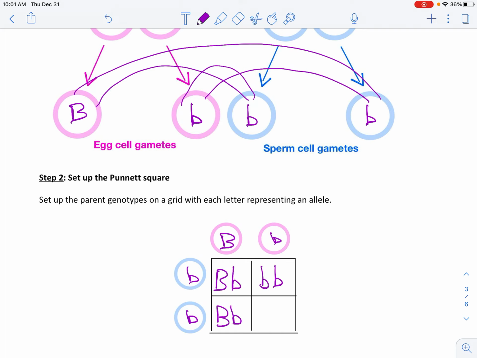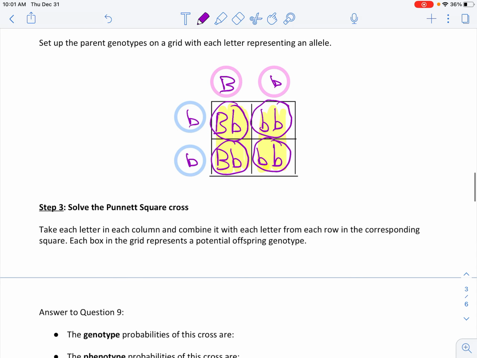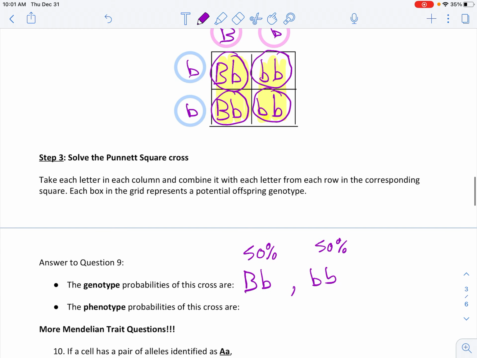So these are the offspring. Each one of these is a potential offspring genotype. And if you look at them, you're like, oh, look at that. I've got half of them are that, and half of them are that. And so it kind of gives you these percentages and probabilities. So the genotype probability is this cross. Genotype are the letter combinations. Well, I've got two genotypes. I've got big B, little b, and little b, little b. And I've got, looks like 50% of each. You could write that as 1/2. You write it as percent, however you prefer.